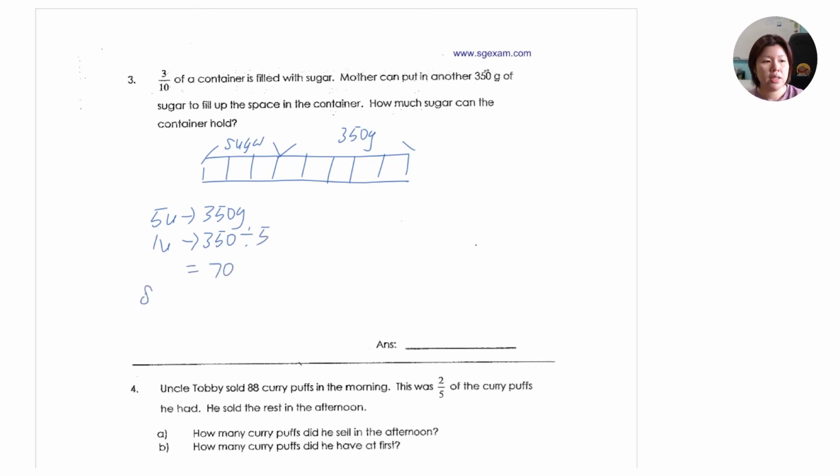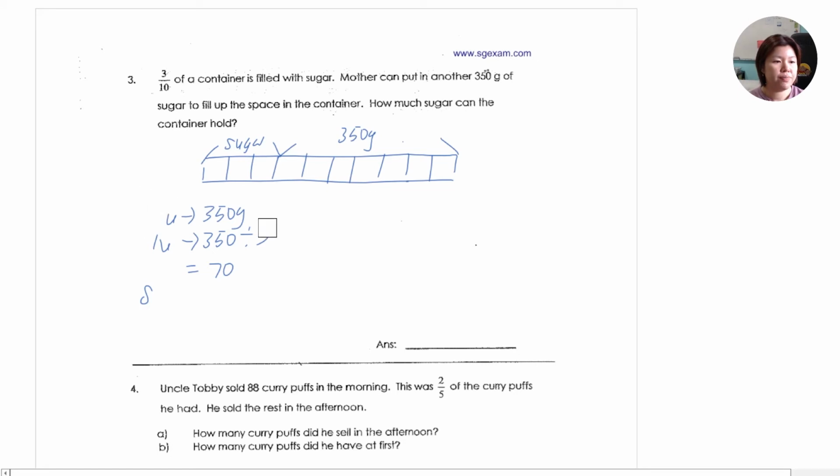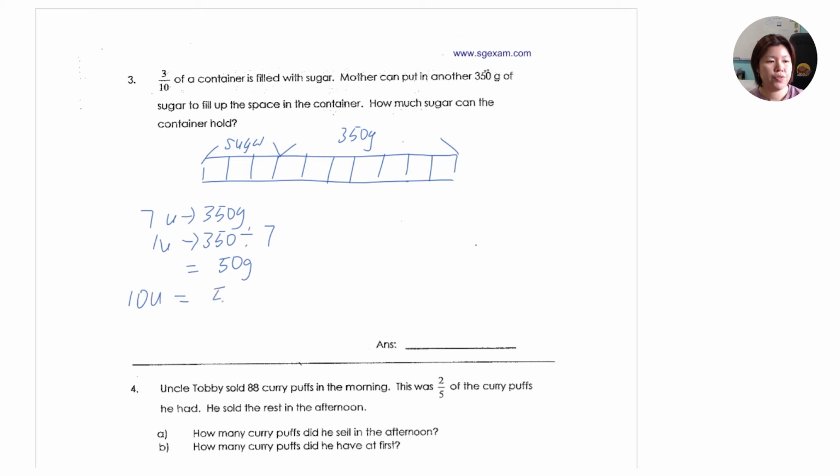The whole container is, oops, I made a mistake. Okay, wait a minute. It's actually 10 units. Let me add on. Okay, so it's 7 units. Let me recalculate. Apologize for the mistake. So 350 divided by 7 is 50 grams. So all together is 10 units. So 10 units equals 50 times 10 equals 500.